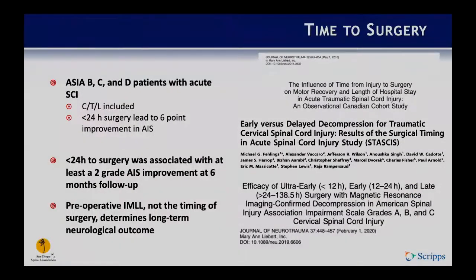Another thing that is controversial and discussed in all ortho trauma settings, but here in the spine, would be the time to surgery.